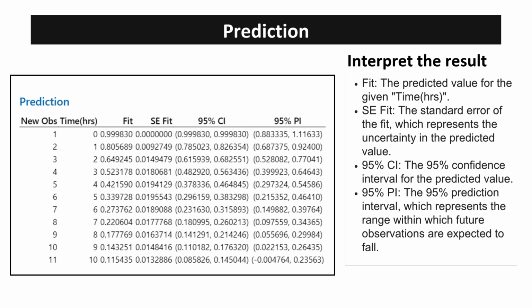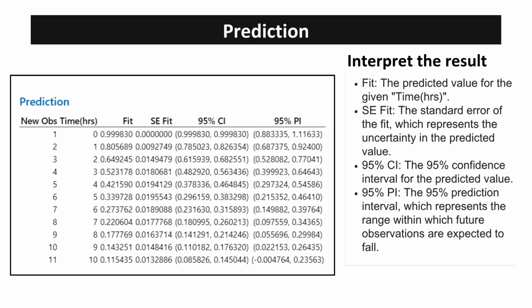In nonlinear regression, the fit represents the predicted value of the response variable for a given input, such as time, hours. The standard error of the fit, SE fit, quantifies the uncertainty in this prediction. The 95% confidence interval, CI, provides a range in which we are 95% confident the true mean response lies, while the 95% prediction interval, PI, gives a wider range that is expected to contain a single future observation with 95% confidence.